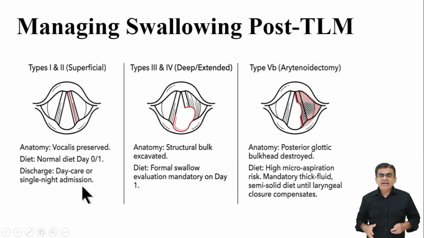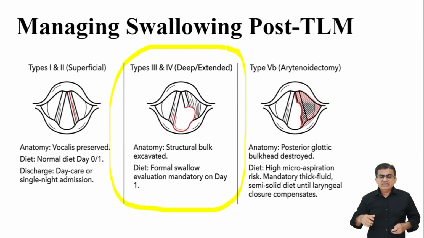Next, look at the deep and extended resections, which are type 3 and 4. In these cases, a significant amount of structural tissue bulk is surgically removed. You must be much more careful with these patients. You must strictly perform a formal inpatient swallowing evaluation on post-operative day 1. You must reliably do this before you ever allow them to drink or eat normally.